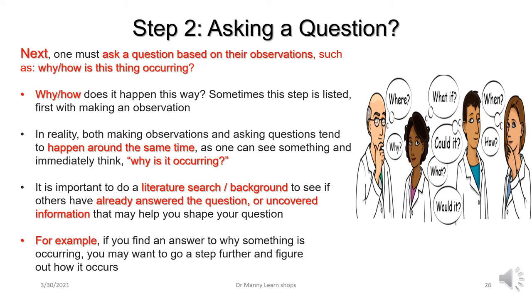The scientific method actually starts when you ask the question about something that you observe. How, what, when, who, which, why, where. Asking a question defines the problem or the issue which you want to resolve. In reality, you make both observations and ask questions at the same time. It's basically around the same time. You're saying, why is this occurring? And then it's important to do a background search, to learn what others have discovered about your topic, or what they haven't discovered about your topic. An example could be that if you find an answer to why something's occurring, you may want to go a step further and figure out how it occurs.